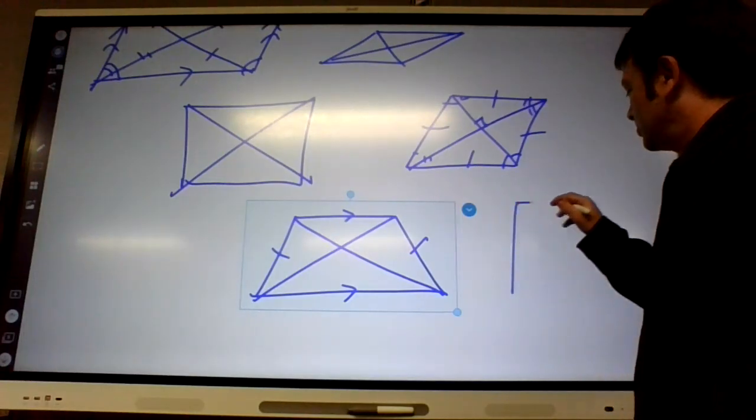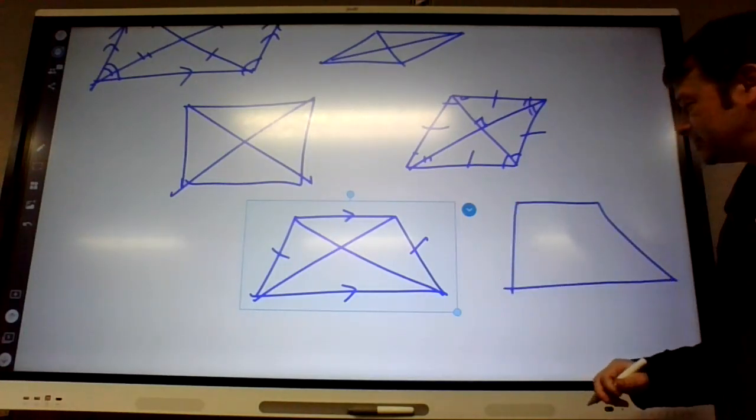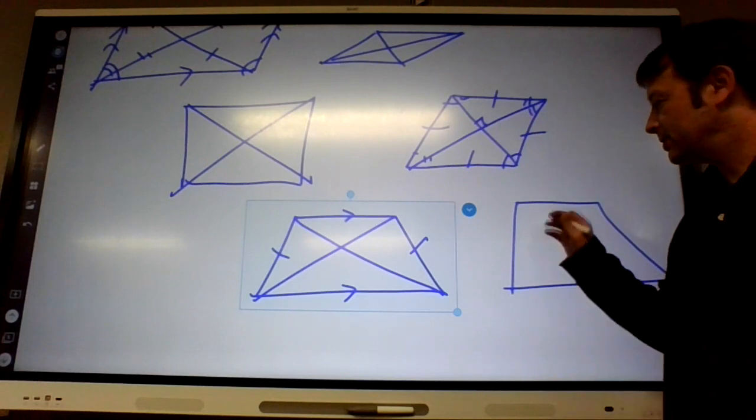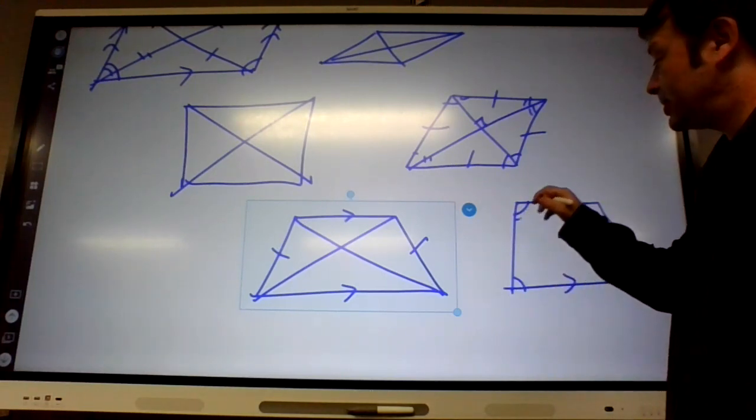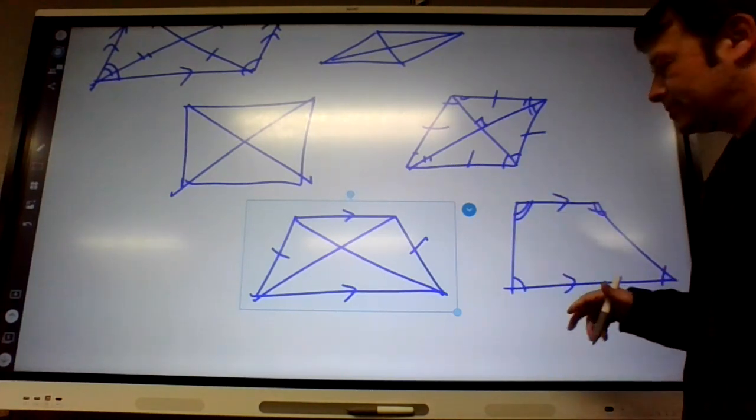But on a normal trapezoid, that's not true. You don't really know that much. All you know is parallel, and these two add up to 180. These two add up to 180 also.